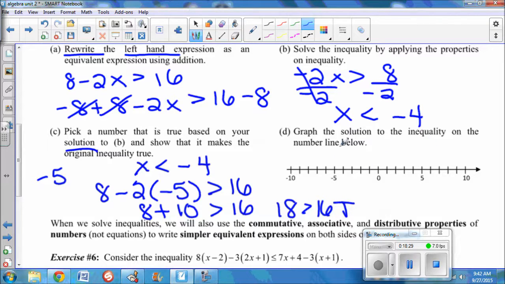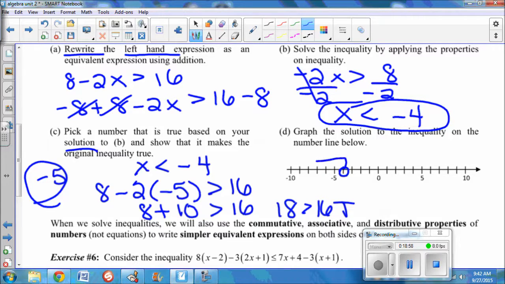Graph the solution on here. So here is my solution that we have checked with a value. And at negative 4, 1, 2, 3, negative 4. Now notice I picked negative 5 because the values of x have to be less than negative 4, not equal to. So to indicate that it can't be negative 4, it can get real close to negative 4, okay, but it can't be equal to. And then I would shade everything to the left.